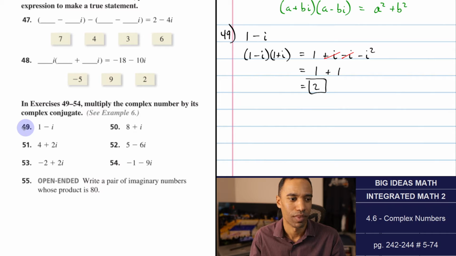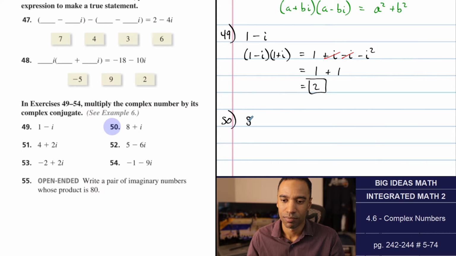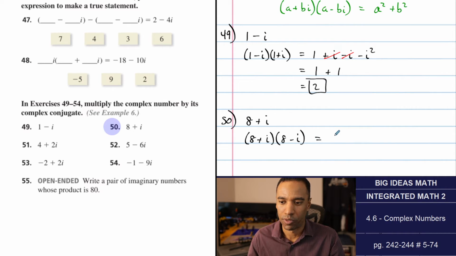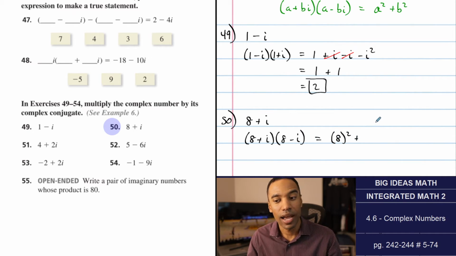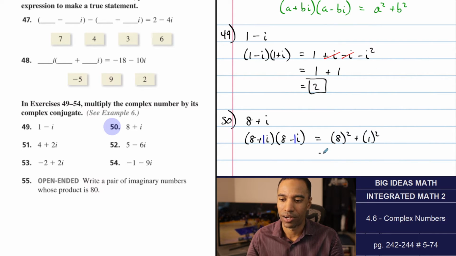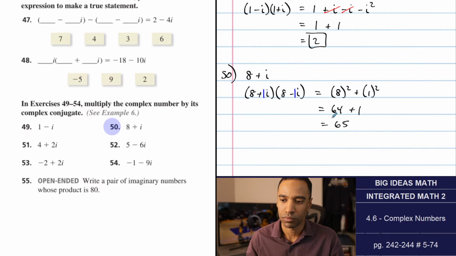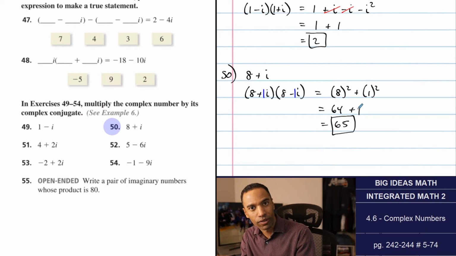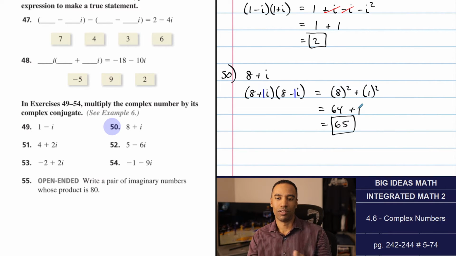Number 50. We have 8 plus i. Its conjugate is 8 minus i. So we're going to do 8 plus i times 8 minus i. Now, this equals the sum of two squares. We're going to do 8 squared plus, not i squared. b is the number multiplying by i. In this case, that is a 1. 8 squared plus 1 squared. So that's 64 plus 1, which is 65. You can FOIL it. You're going to get the same answer. So, there we go.